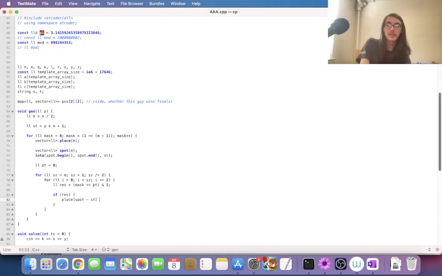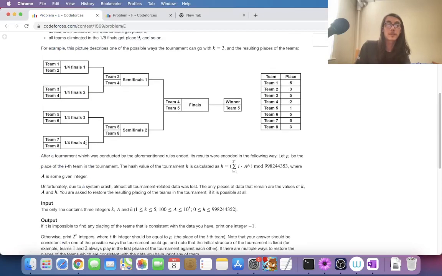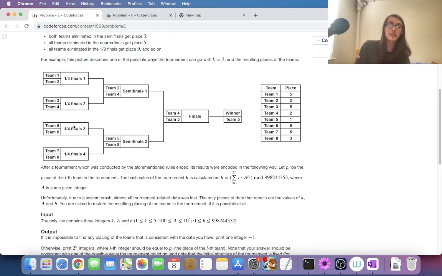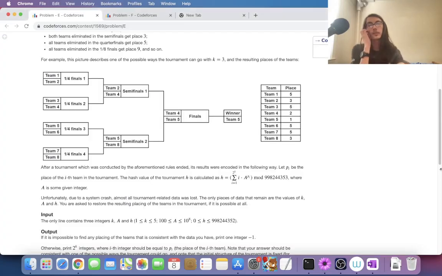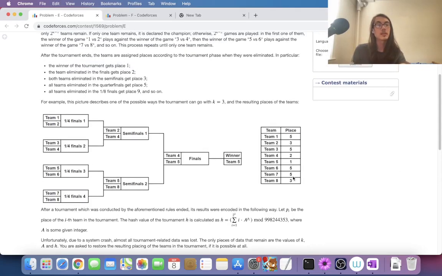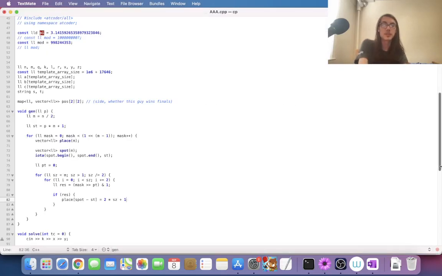I don't know. Anyway, we figured out the formula. It's the size of the bracket plus 1. Except we're not looking at the size of this bracket. We're looking at the size of the entire bracket, so we need to multiply it by 2. So place spot plus start is equal to 2 times size plus 1. Actually, wait, is it 2? Might actually not be. In here, wait, these guys get place 5. It might actually just be size plus 1. Could be wrong. Actually, yeah, that makes more sense. If there are 8 people, people should not get 9th. Yeah, okay. So it's half of that plus 1. Everyone ties for that position.